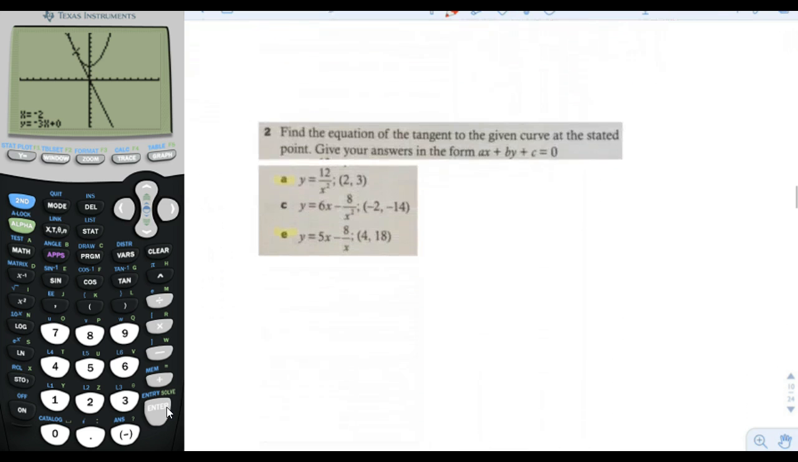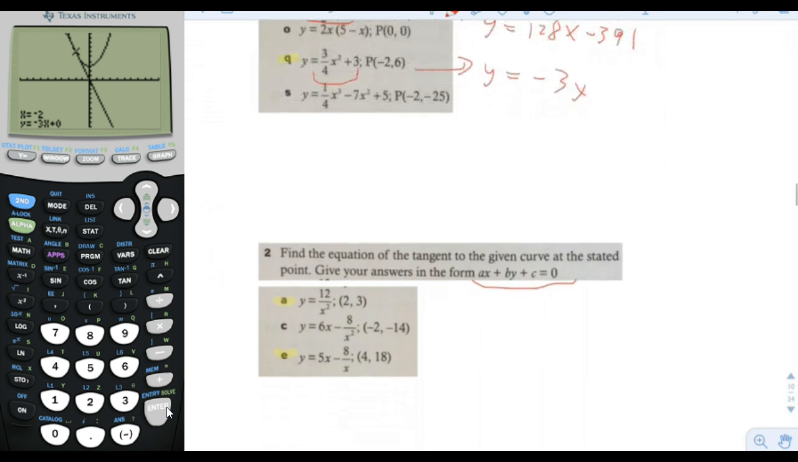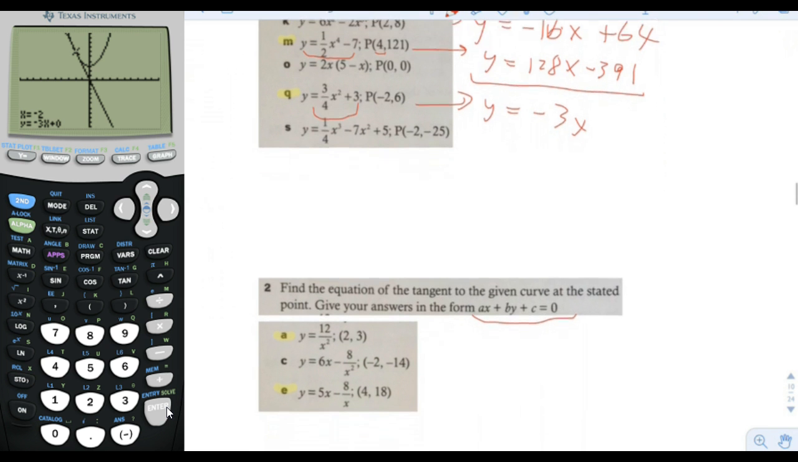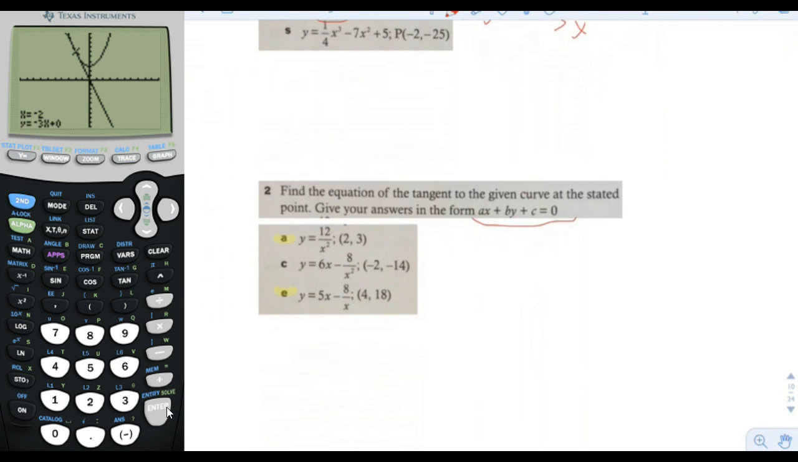Then at the very end, it gives us a couple more. Find the equation of the tangent of the given curve at the stated point. Give your answers in the form ax plus by plus c equals 0. This is a little bit harder because, as you noticed, the calculator gives it to you in slope-intercept form or gradient-intercept form, and this is standard form, but I'll show you how to adjust the answer so that it comes out the way you need it to.